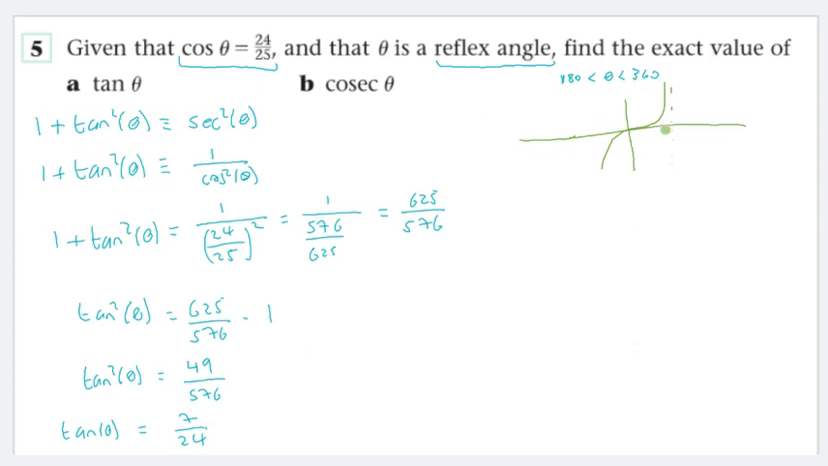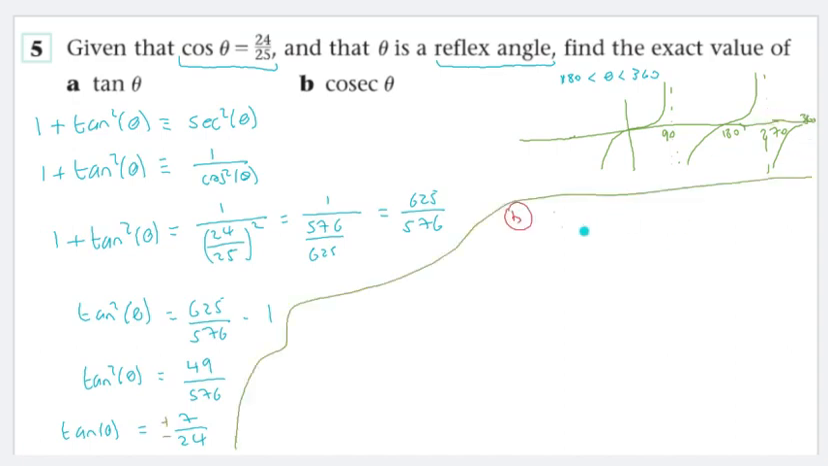So this part is going to be 90. This part is going to be 180. This is 270. And then we've got 360 here. Nope, I just realized this part is not right.